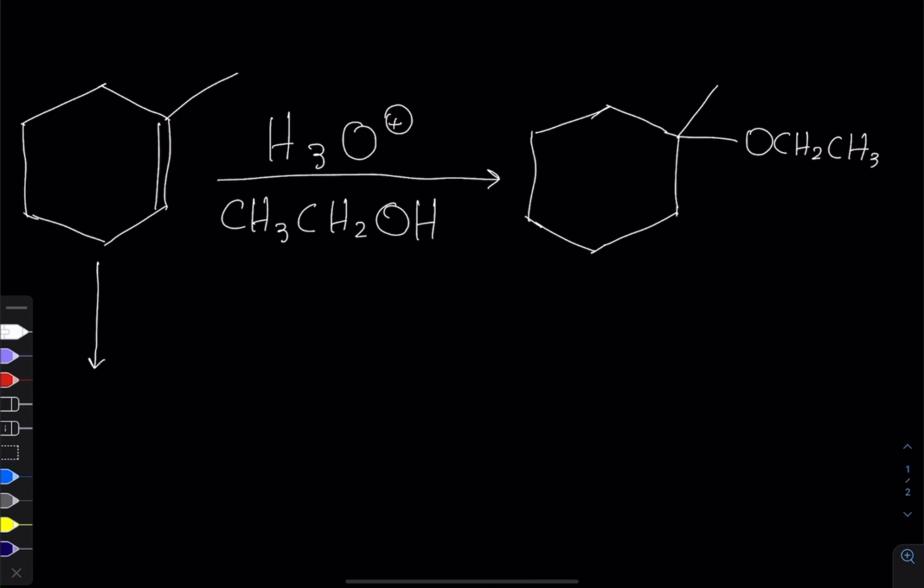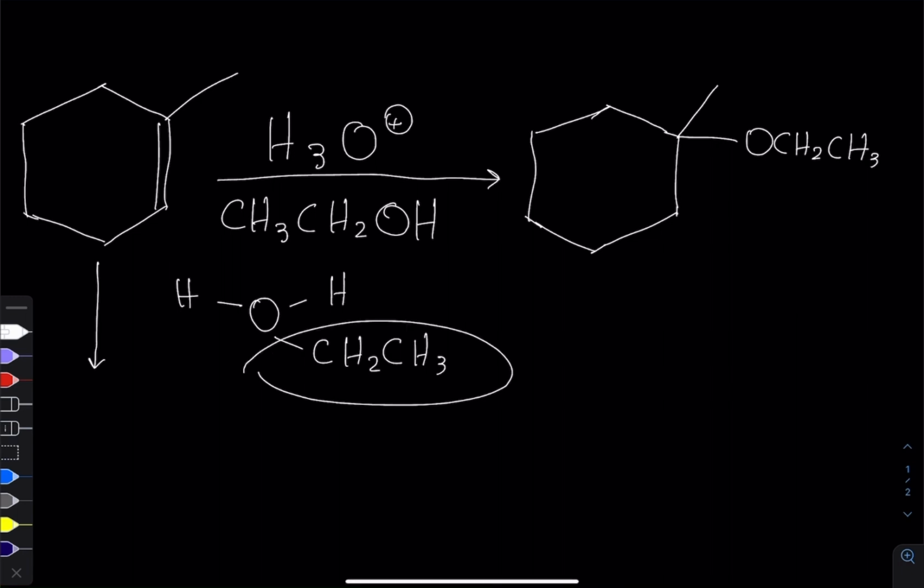This is very similar to what we've gone over, except instead of water as the solvent, we have ethanol as the solvent. We're going to have certain ions in the solution which are going to look similar to hydronium, but in this case they're actually going to have two hydrogens and an ethyl group on them. And this is going to be a positively charged oxygen. So the pi bond electrons again attack a hydrogen.